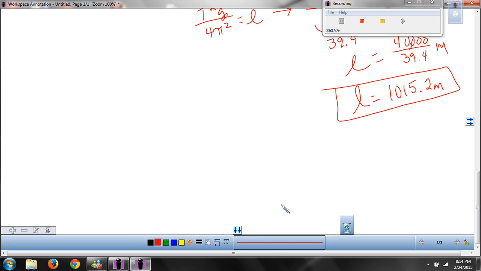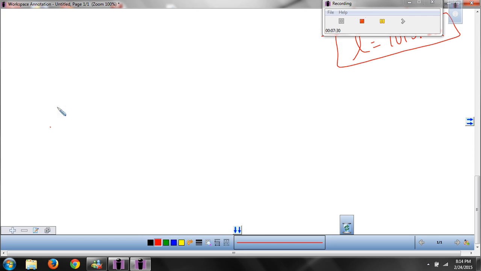If they give us a length of 1.5 meters, and they ask what should you expect in the lab for that period to be, then if I'm on Earth, I know gravity is 10.